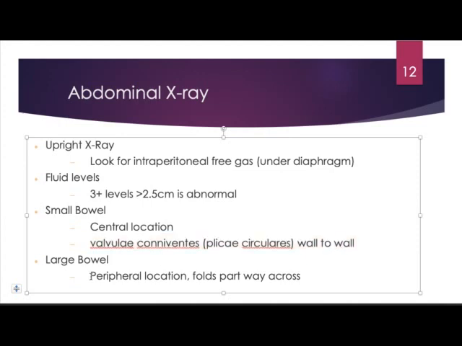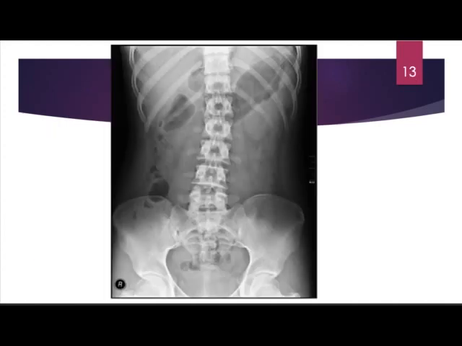And then for a large bowel obstruction, we can look for the bowel actually folding on itself, or we can look for something called haustra. Okay, I'll show you some pictures.